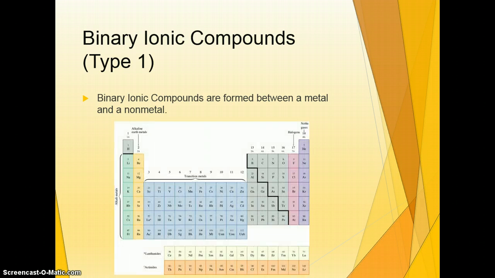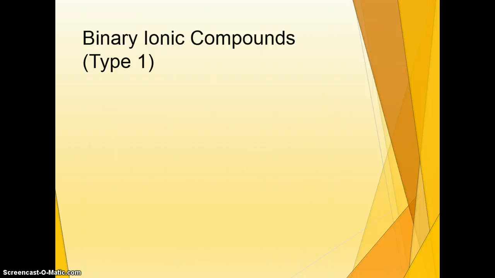It's important for us to know where these are on the periodic table. If we look, we have our metalloid line, and we know that everything to the left is a metal, and everything to the right is a nonmetal. This is really important for all of nomenclature because we have specific rules depending on whether we're naming metals with nonmetals or nonmetals and nonmetals together.